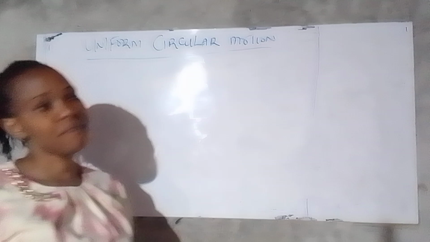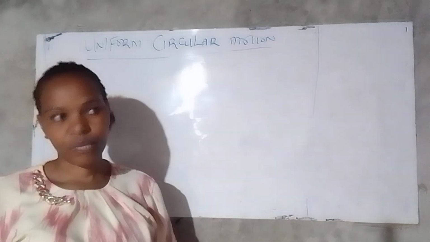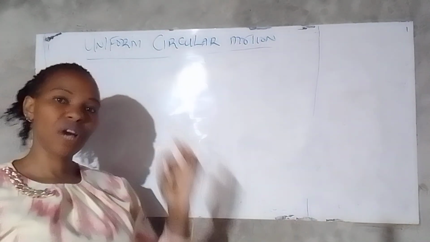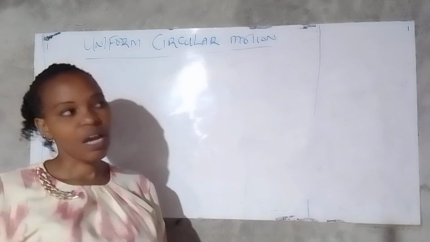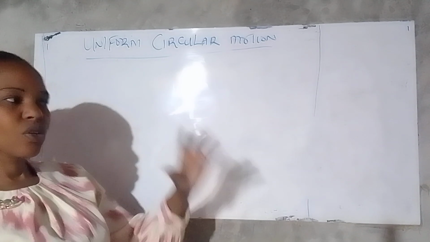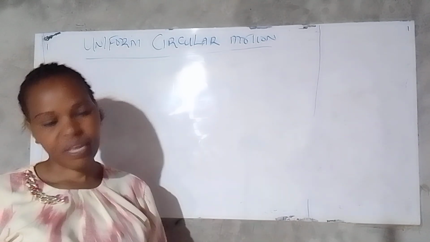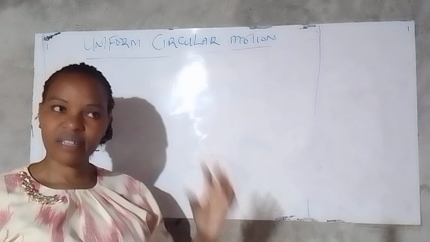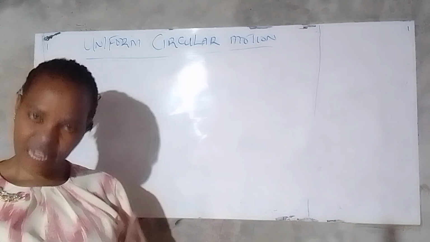In the first lesson, we started and introduced uniform circular motion. And we looked at something we called angular displacement. And what did we say is the angular displacement? This is the angle subtended at the center of the circular path, and that angle is given in radians.